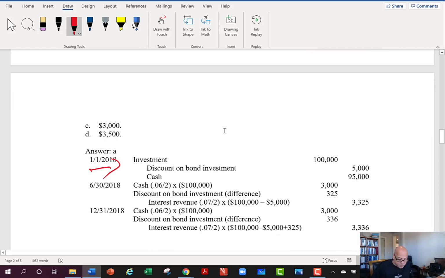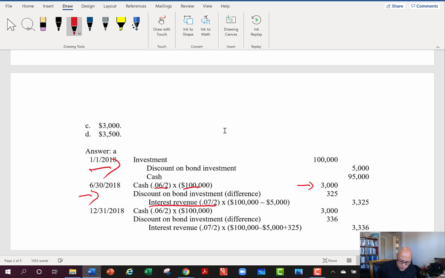So I go ahead here and I debit my cash, and the debit to cash is based on the face times the coupon stated rate of interest, contract rate of interest on that. All synonymous terms, so I'm going to debit cash 3,000. Then I have to figure out what is the amortization on the discount, and it's the difference between the interest revenue at June 30th, which is the 95,000 times the market rate of interest times 1/2.